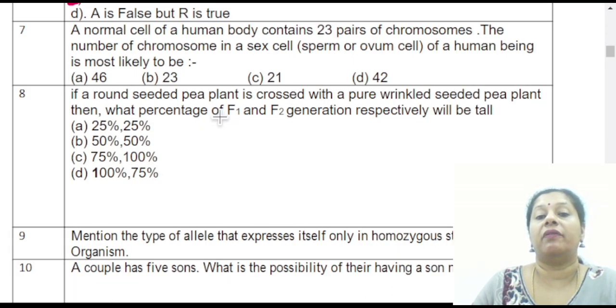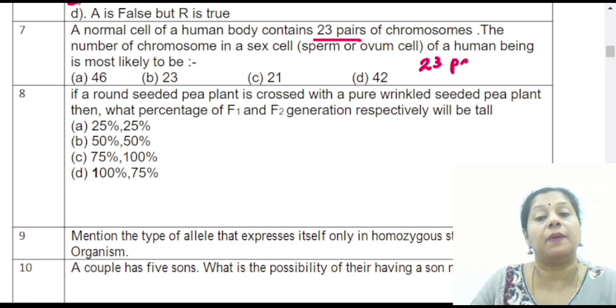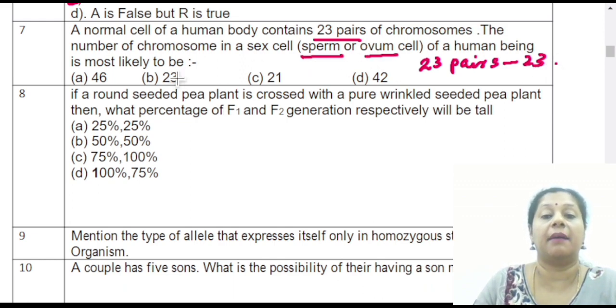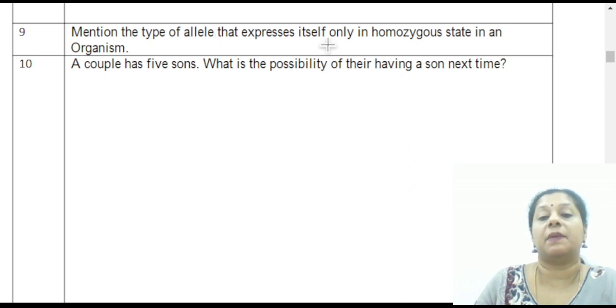A normal cell of a human body contains 23 pairs of chromosomes. That's our chromosome number. The number of chromosomes in a sex cell, sperm or ovum of a human being is most likely to be. See, though our cells have 23 pairs of chromosomes, the gamete will have only 23, that is haploid, right? So the sperm, which is a male gamete, or ovum, which is a female gamete, will contain only one set of each chromosome, that is only 23. Mention the type of allele that expresses itself only in homozygous state in an organism.